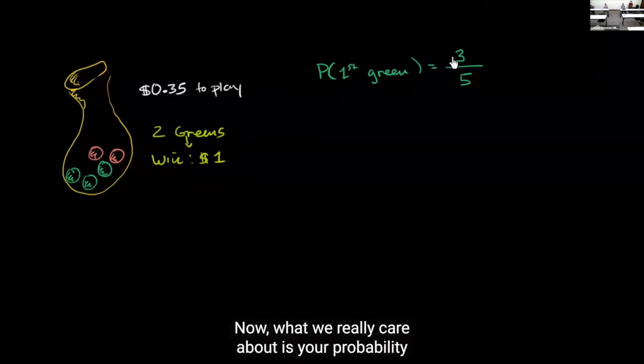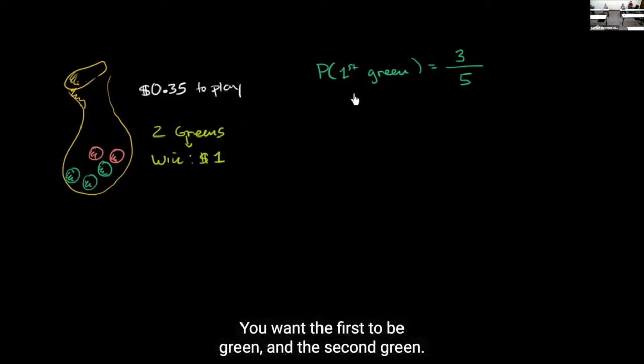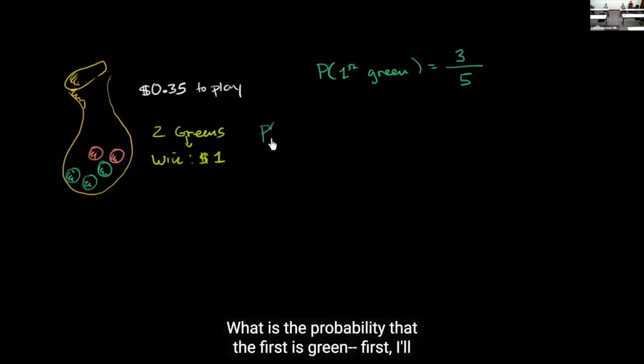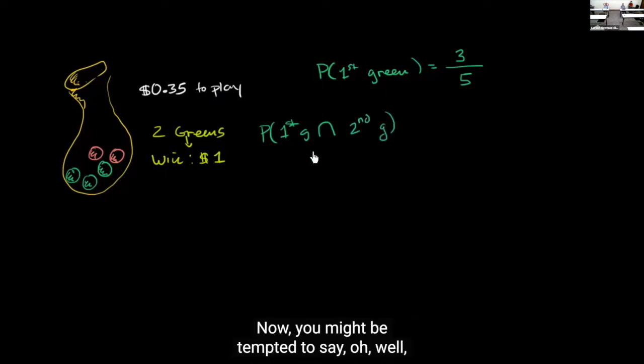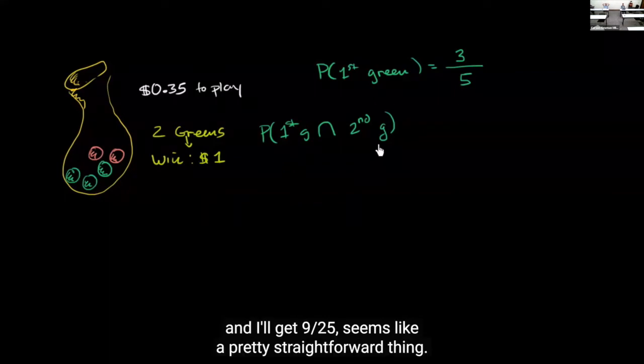Now, what we really care about is your probability of winning the game. You want the first to be green and the second green. Well, let's think about this a little bit. What is the probability that the first is green, I'll just write G for green, and the second is green. Now, you might be tempted to say, oh, well, maybe the second being green is the same probability. It's 3/5. I can just multiply 3/5 times 3/5, and I'll get 9/25. Seems like a pretty straightforward thing.